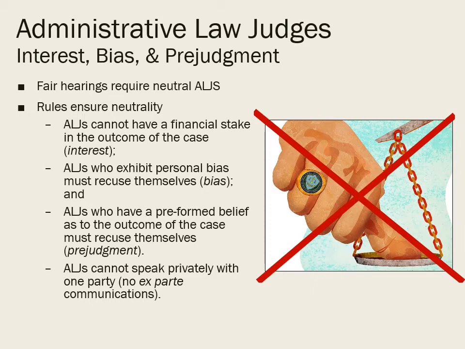Also, as in Article 3 courts, ALJs cannot engage in what we call ex parte communications. So that is, ALJs can't speak privately with only one party. If an ALJ is going to communicate with a party, both parties have to be present. Not necessarily physically present. It can be a conference call, it can be an email, but really the ALJ just has to make sure that all of the parties are included in communications.